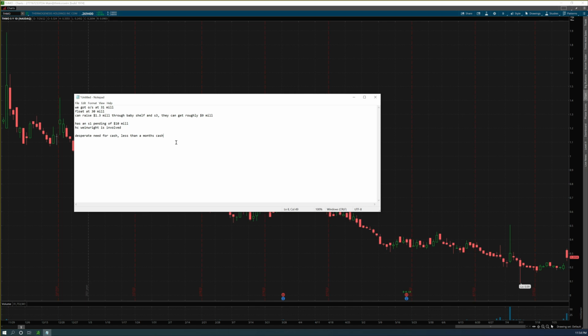This company is low in cash. So regardless of how good the company is, if they're low in cash, they'll go bankrupt if they don't do some sort of a raise of financing. The odds that they use an S1 is low because the odds that they use an S3 is low because right now they can only do 1 mil.